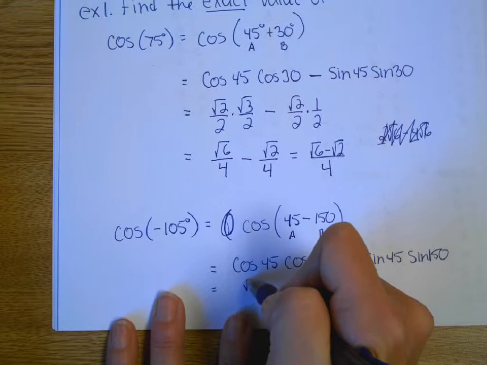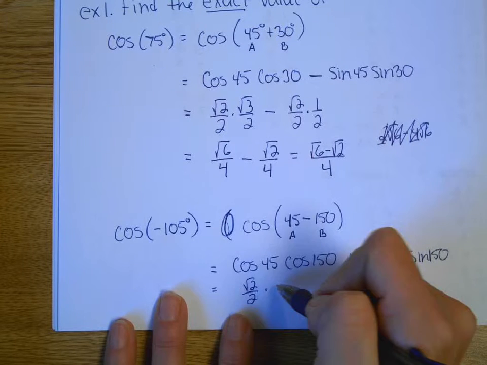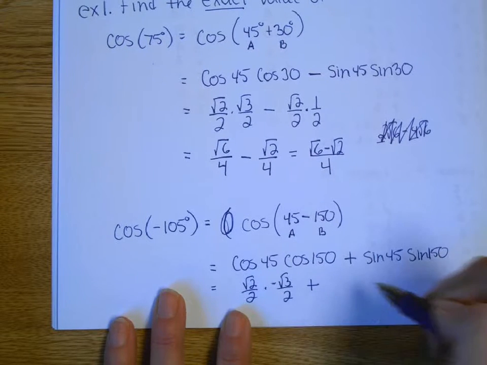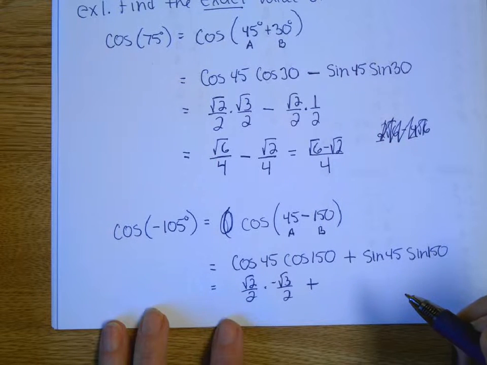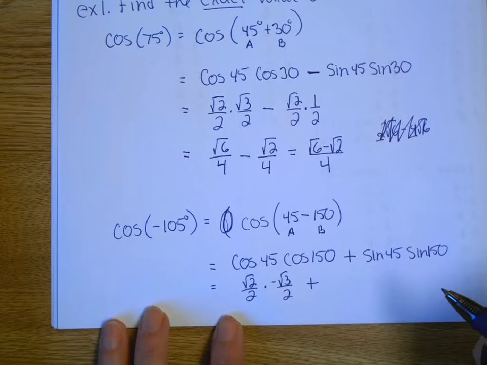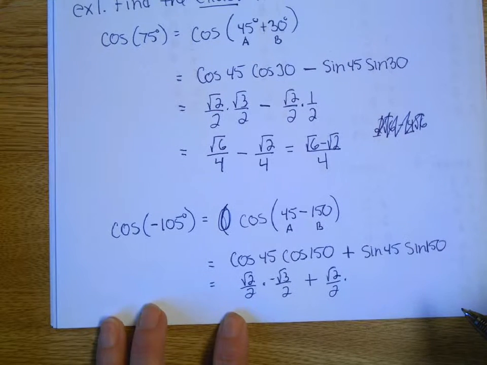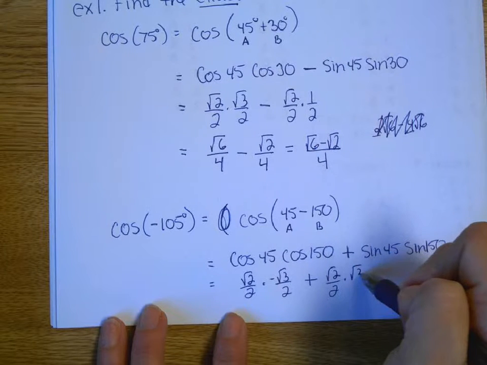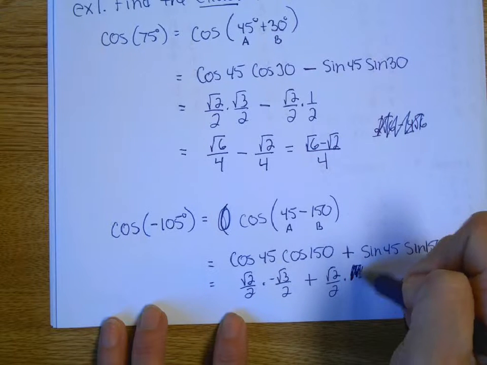The cosine of 45 is square root of 2 over 2. What's the cosine of 150? Negative square root of 3 over 2. Then we got a plus. The cosine of 150? You sure? I don't know. Yeah, it is. Okay. It's negative? Oh, it is. Never mind. Square root of 2 over 2. And then the sine of 150 is positive. 1/2.